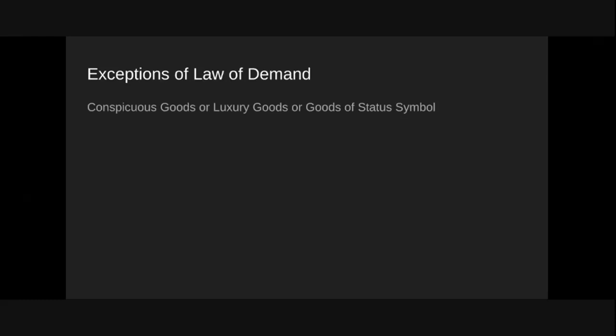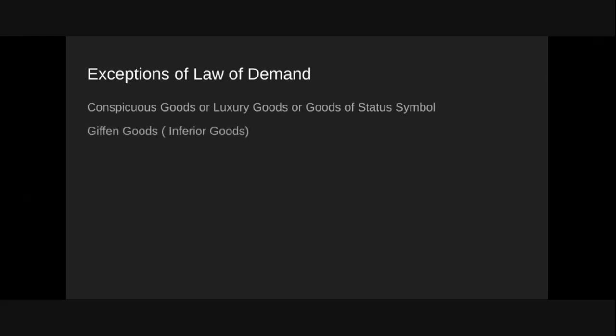I mean, they are very, very expensive cars. And therefore, the demand increases if the price of these commodities increases. And that is where these are some exceptions of the law of demand. But obviously, that proportion will be very, very low.